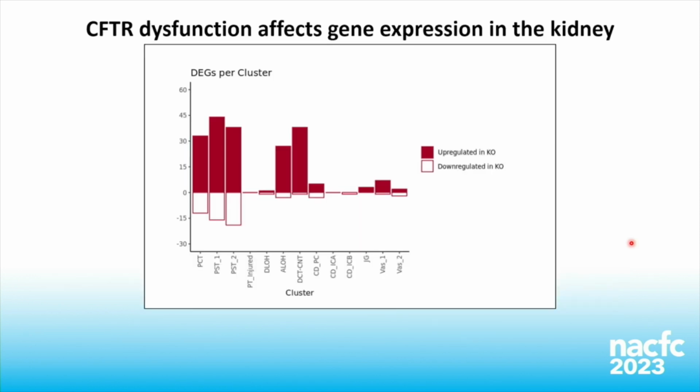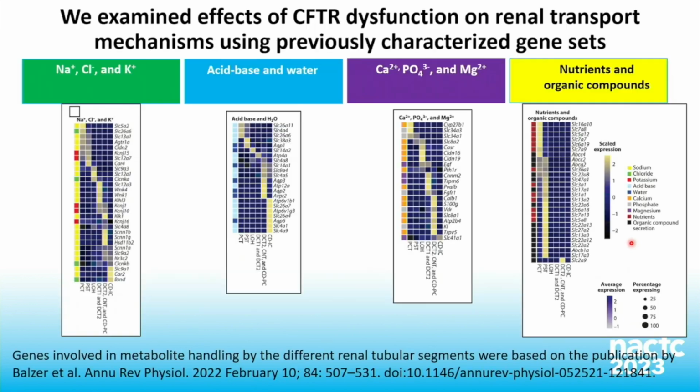We also then looked at any global changes in gene expression in each tubular segment. We see that not only are there changes to the proximal tubule, but also other tubules down the line, the ascending loop of Henle, the distal convoluted tubules, et cetera. This could be a result of compensatory changes as a result of CFTR ablation in the kidneys, or we could see these as a result of the more systemic manifestations.